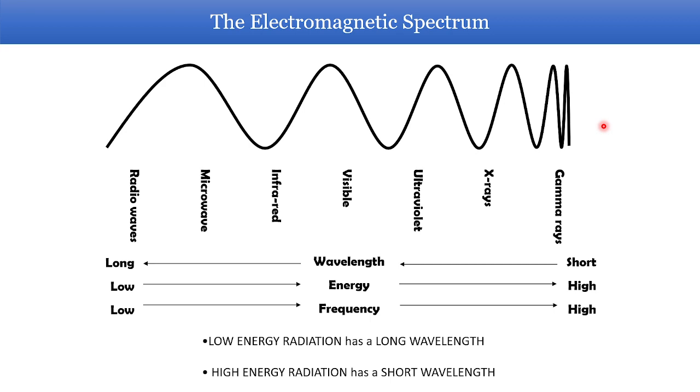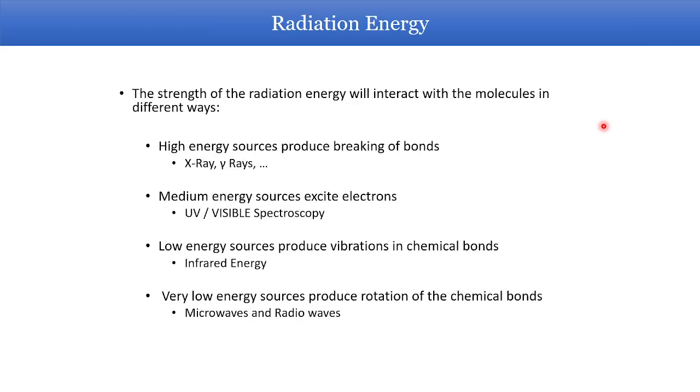And the particular formula, that is E equals hc by lambda, or E equals h nu. So coming to the next important term, that is the radiation energy. The strength of the radiation energy will interact with the molecules in different ways. So the energy that is radiated is the radiation energy.